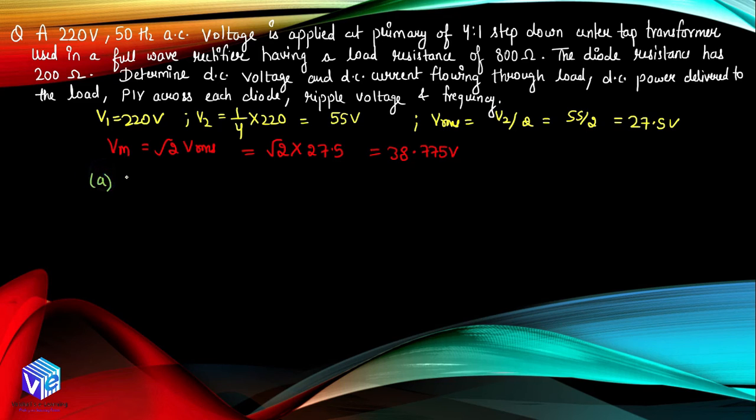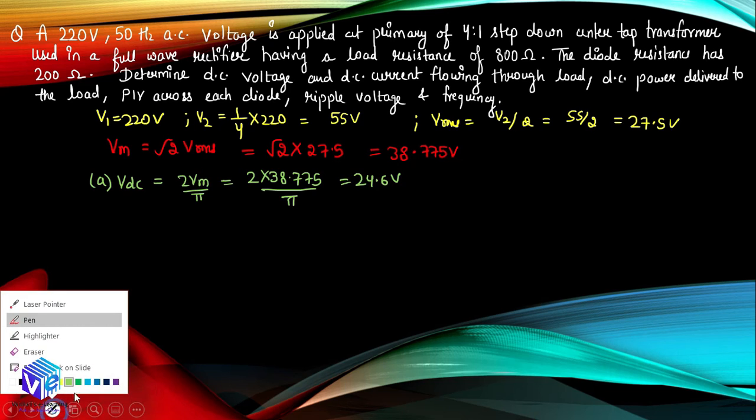Now we are moving to find out all of the parameters that are asked in the question. First, it is asked to find out the VDC. So VDC is equal to 2 Vm upon pi, right? So now it will be equal to 2 into 38.775 upon pi. We just substituted the value of Vm, and it will come out to be equal to 24.6 volt, right?